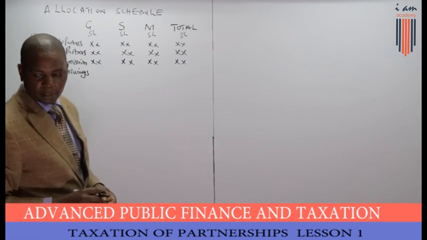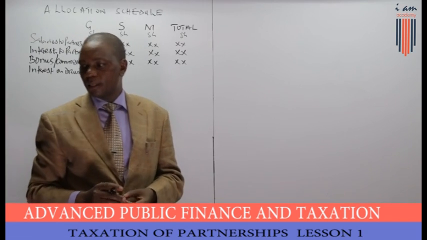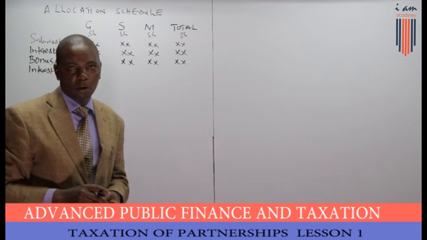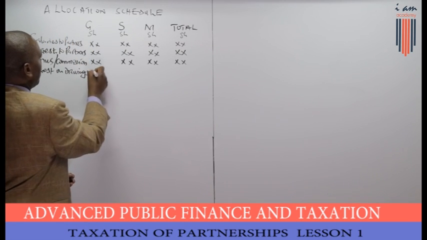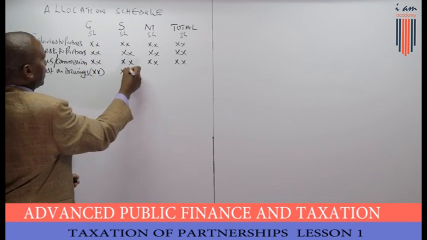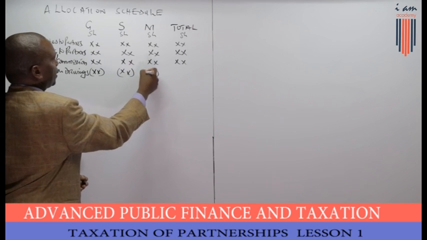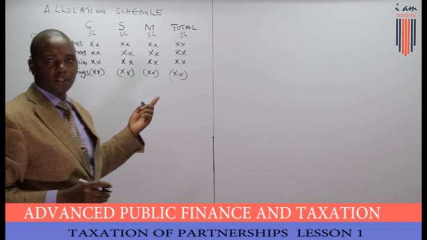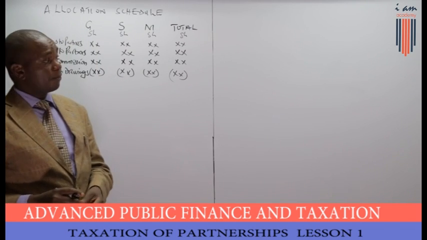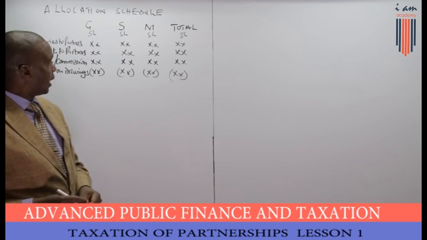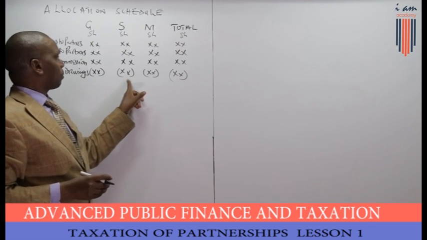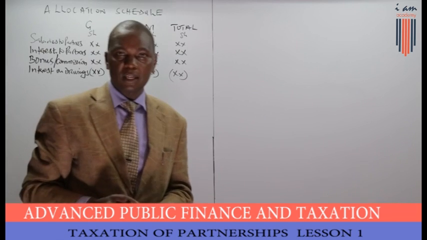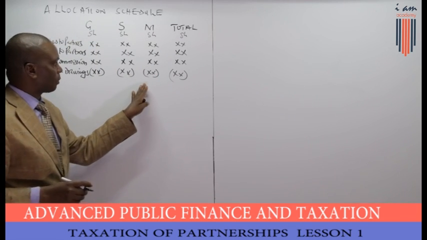The next item is interest on drawings. This interest on drawings is normally not taxable, but deductible, since we said the interest on drawings is normally not taxed. So that one we shall have in brackets. Remember, if in our adjusted income we add any interest on drawings, then we are removing this interest on drawings by showing it in brackets.